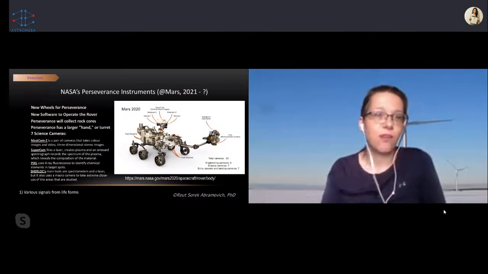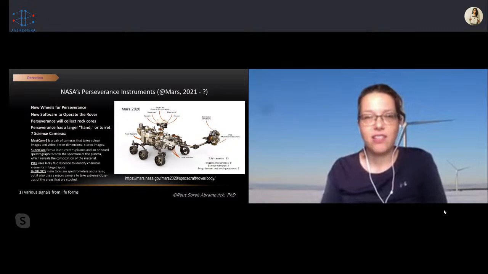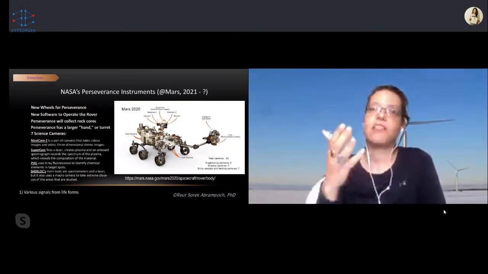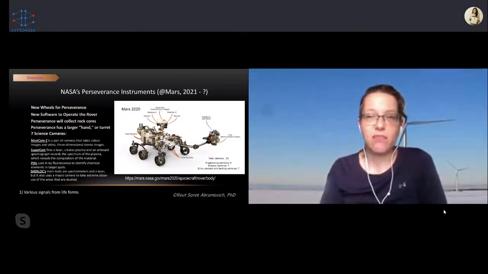So that's the SuperCam. And PIXL uses X-ray fluorescence to identify chemical elements in a target spot. Basically, it works on a very similar principle to the SuperCam with the LIBS. But this one uses X-ray fluorescence in order to really shoot out the electrons, get a big spectrum out of it, and take a look at that spectrum and see what that can be.